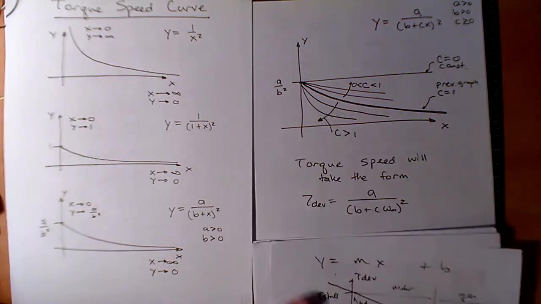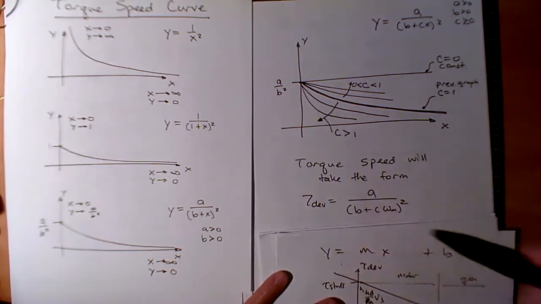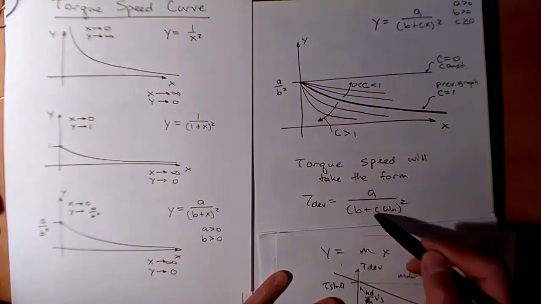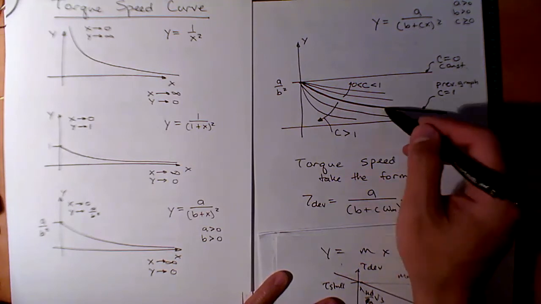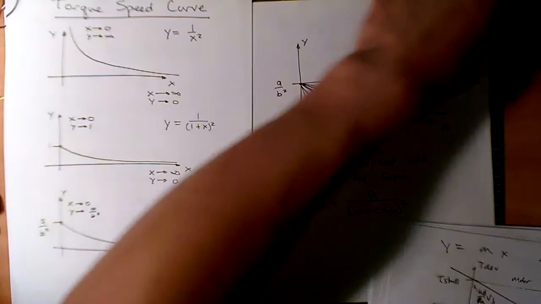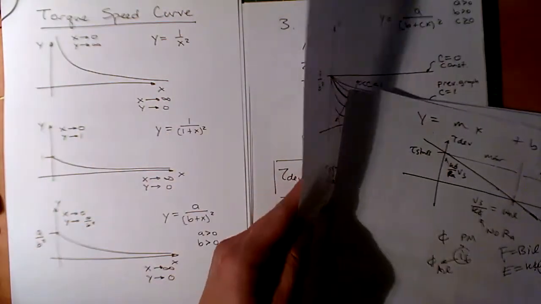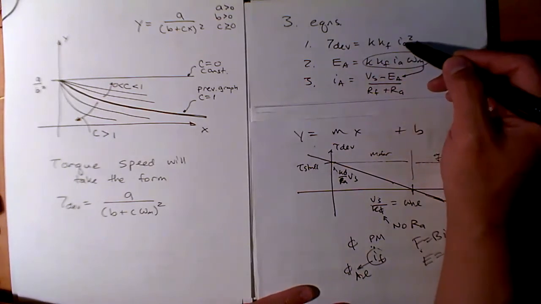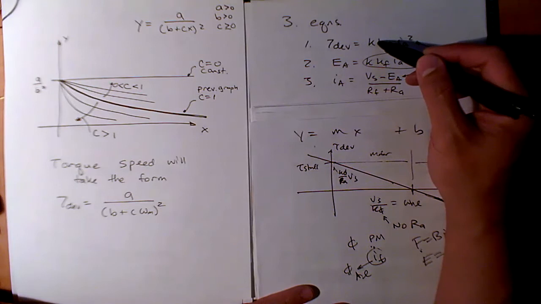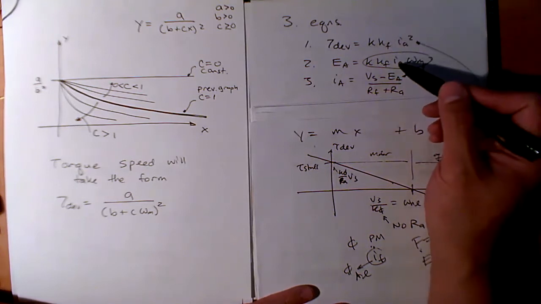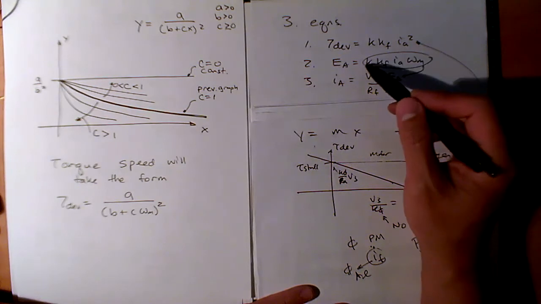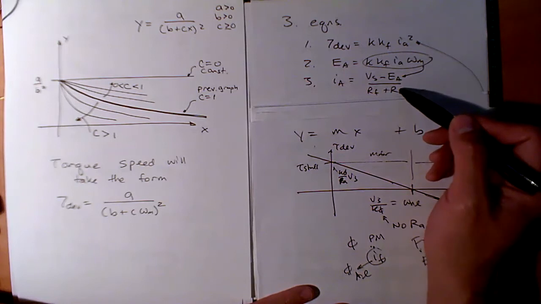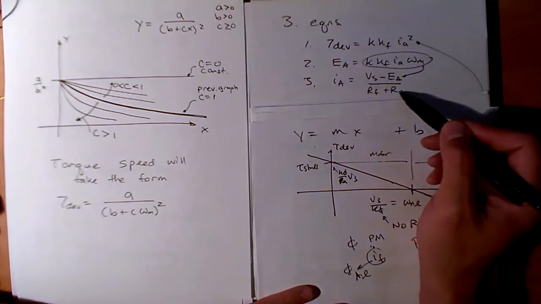Okay. The torque speed relationship for a series motor will take on this form. It'll look like a over b plus c omega m squared. It'll look like this, okay? And that's why I bring up this mathematical review before we start crunching anything. So let me remind you of the equations. We have torque developed equals k kf ia squared. So this is a combination of Bill's law, or the Lorentz force, with Ampere's law. You have the back EMF equation with Ampere's law. So instead of k phi omega m, you have k kf ia omega m. And you have the nodal Ohm's law, ia equals vs minus e over rf plus ra.